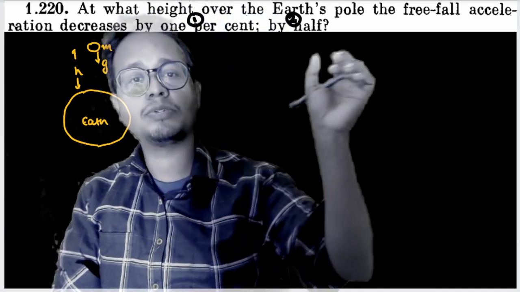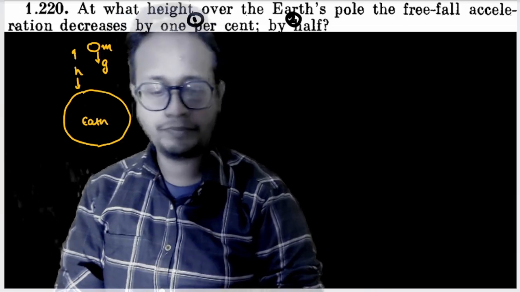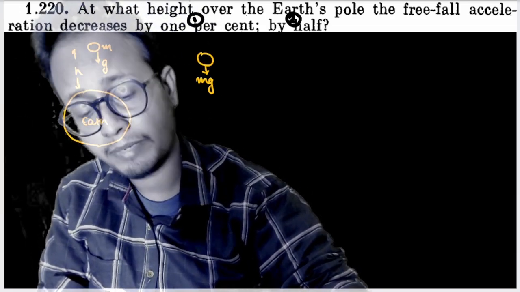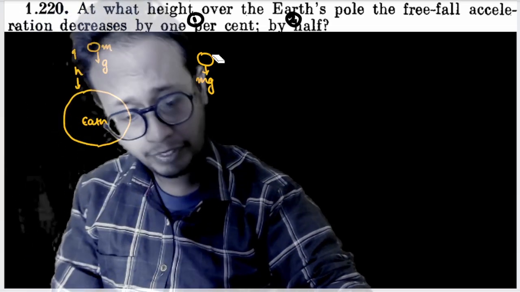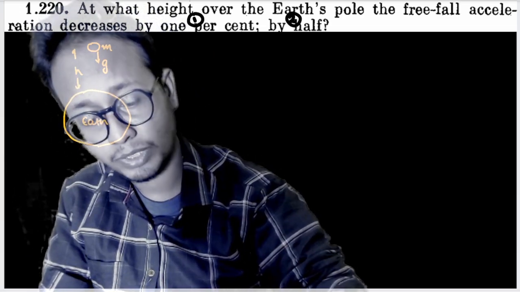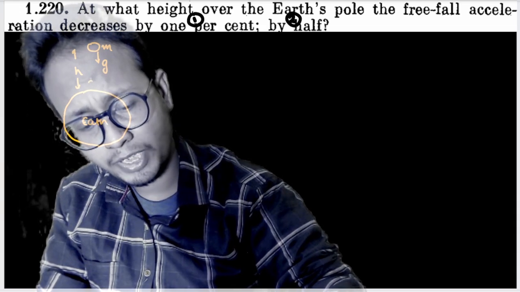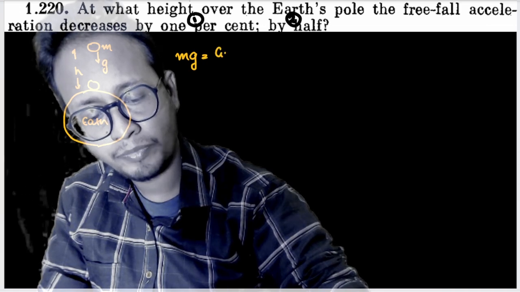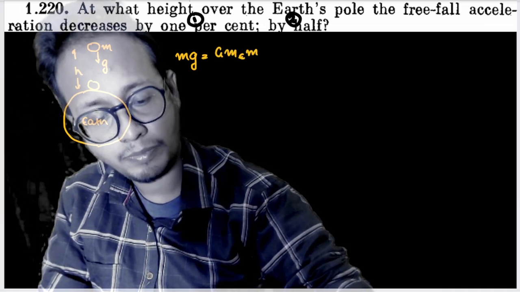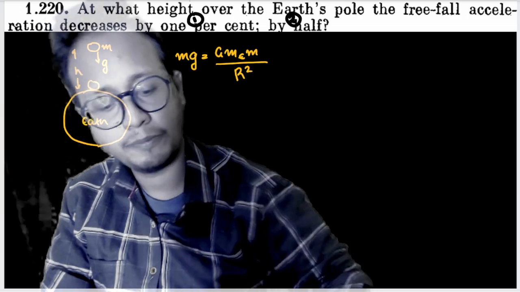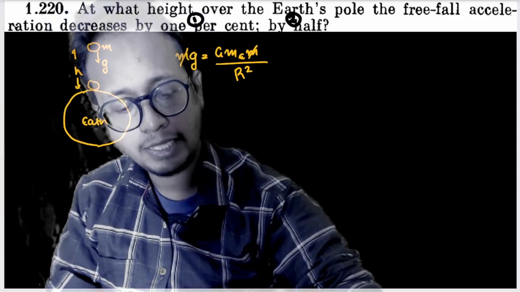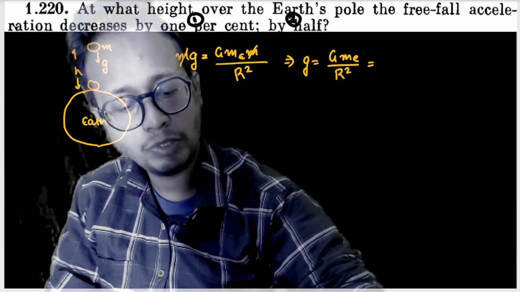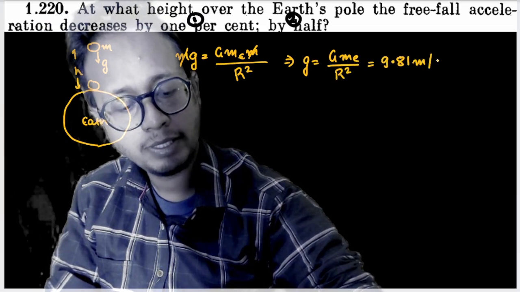And at what height does the acceleration due to gravity decrease by half? That is the second part of the question. Now the first thing: whenever you do gravitational force equals mg in dynamics or Newton's laws of motion, the basic assumption was that the object is very close to the Earth's surface. That means mg equals G times mass of Earth into mass of human divided by radius of Earth squared. The m and m get cancelled, and g comes as G mass of Earth divided by radius of Earth squared, which equals 9.81 meter per second square, isn't it?